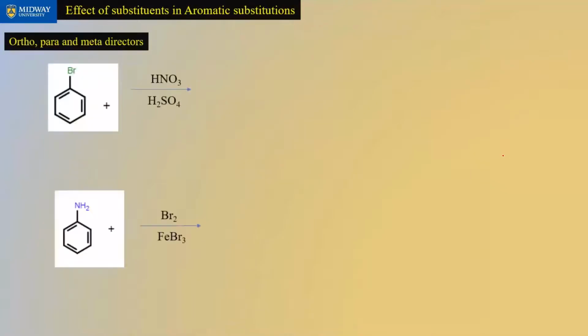All right, let's do a quick example on this topic. Okay, so we have a Br, right? It's a deactivating group, but it's the only group, so whether it's deactivating or activating doesn't matter at this point. It's an ortho-para director. If you go to the chart, Br is across ortho-para.